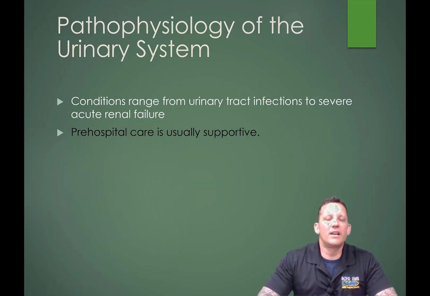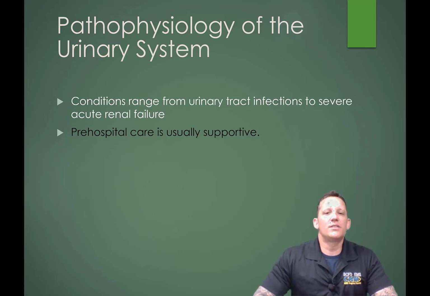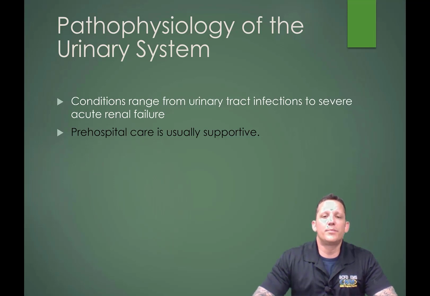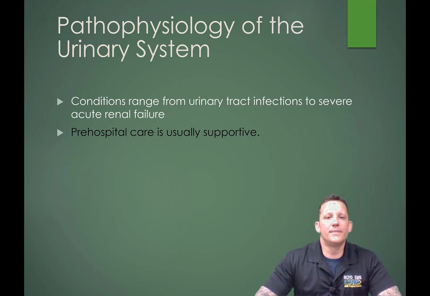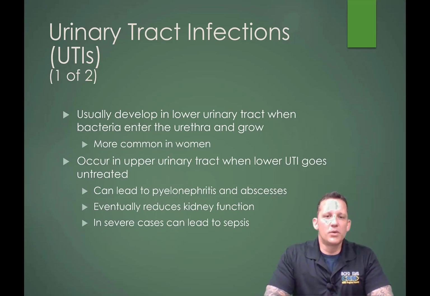We're going to run through the pathophysiology of the urinary system, and these are conditions that range from UTIs, or urinary tract infections, to acute renal failure. In most cases, pre-hospital care is usually supportive. We can't really do a whole lot for these people, and you can basically treat some pain and give some fluids in the case that they need it. But in reality, the definitive care is either a urologist or a doctor to prescribe some kind of antibiotic, or to begin dialysis.